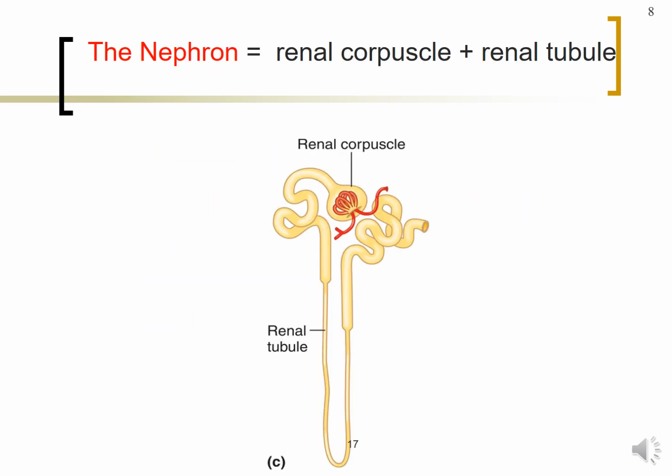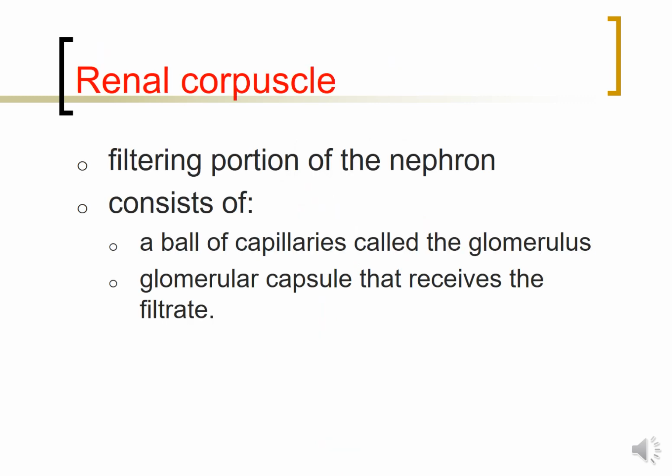This slide shows the 2 main components of the nephron. The renal corpuscle is the filtration unit of the kidney. It consists of a ball of capillaries called the glomerulus, and then the glomerular capsule that receives the filtrate. Let's look at a picture.